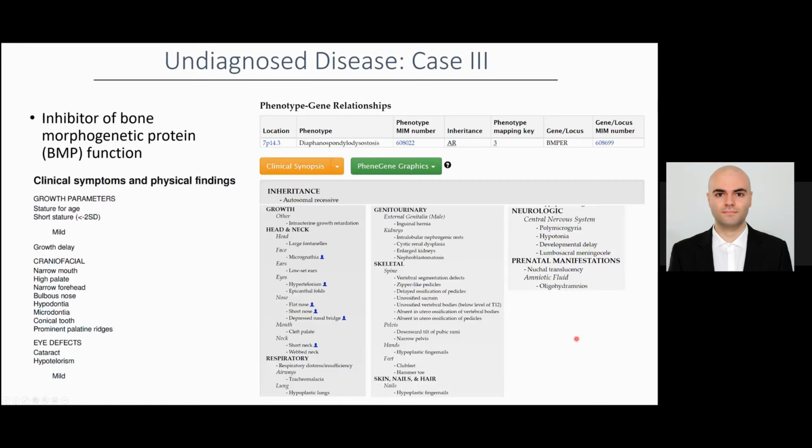And when we look at this autosomal recessive BMPER gene, we see that a lot of the developmental growth abnormalities that were present in the case are also present in patients who have had mutations in the BMPER gene.